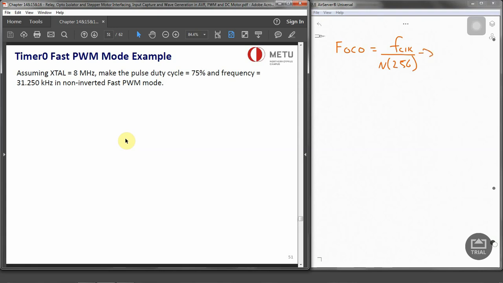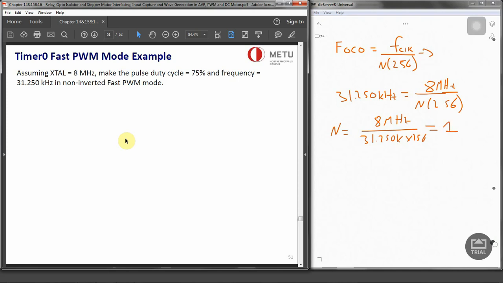We know the frequency of the wave, which is 31.250 kHz, and we know the frequency of the clock, which is 8 MHz. We need 256. So we can find N, the prescale factor. N is going to be 8 megahertz divided by 31.250 kilohertz times 256, which is equivalent to 1. So that means our prescale factor is 1.